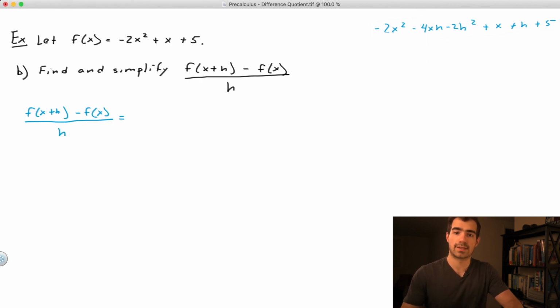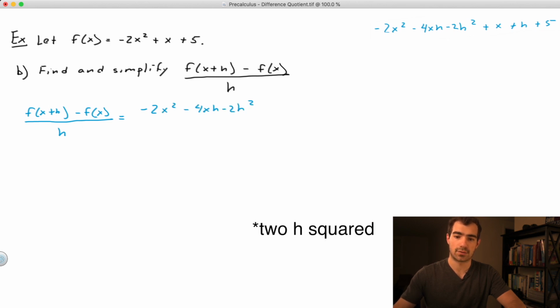And so if we want to simplify this expression of the difference quotient, we need to start with this piece f of x plus h. Now fortunately we have that already up here, and so we can just literally take that whole piece and plug it right in, giving us negative 2x squared minus 4xh minus h squared plus x plus h plus 5. And then we have minus f of x.